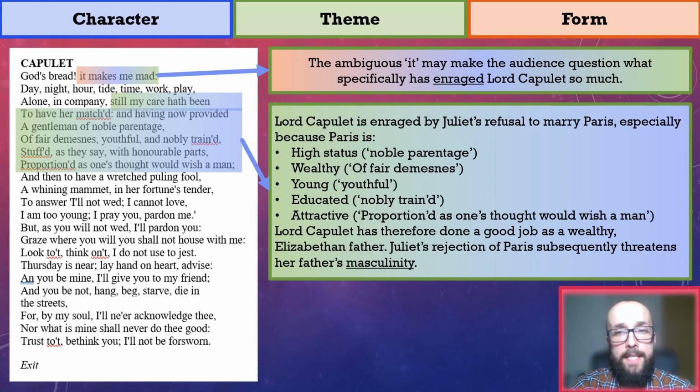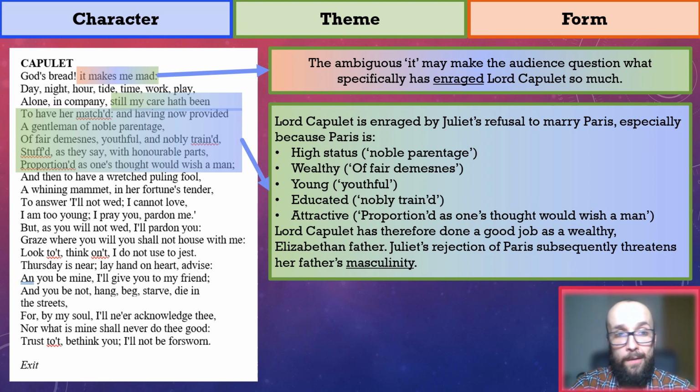Moreover, given that masculinity for upper-class men was intrinsically connected to a man's ability to marry off his daughter, Juliet's refusal to marry Paris actually threatens her father's masculinity, which may be another reason why Lord Capulet is so outraged. He has not only been completely disrespected, in his opinion, but his identity has also been imperilled.